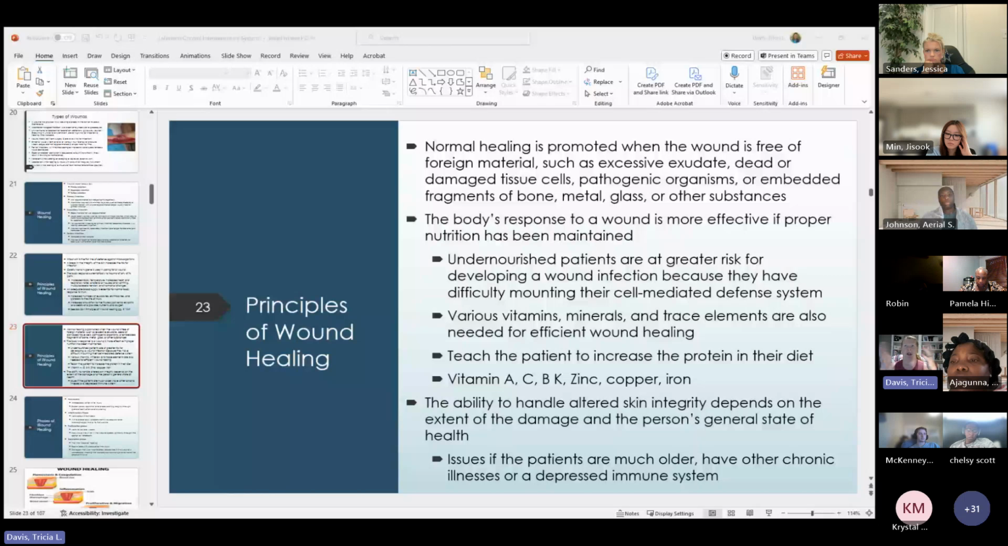If you just pretend you fall outside and scrape up your whole arm, okay? You break the skin and you have all this blood there. Well, getting all that blood there is helping it to heal.